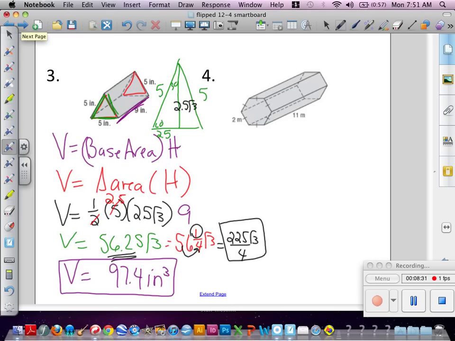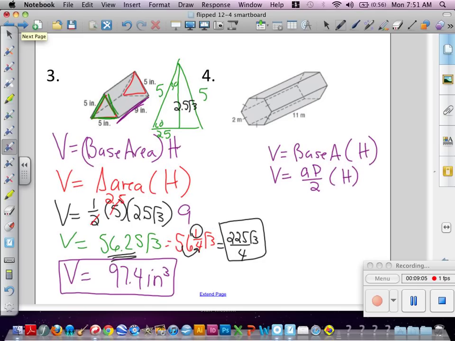All right, let's move on to number 4. In this example, I have to find the volume again, and my volume is my base area times the height of the whole prism. And so in this example, I have a hexagonal prism, so a hexagon is my base. So in order to find my base area, I'm going to use my apothem times my perimeter divided by 2, and then I'm going to times it by the height of the whole prism.